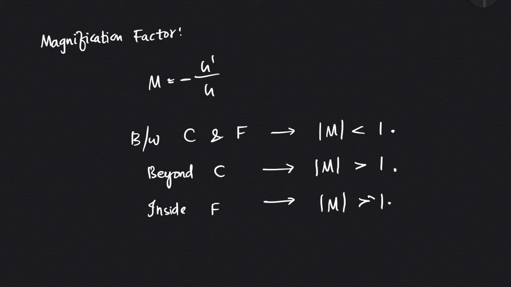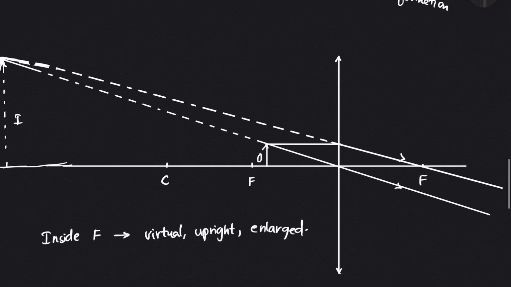So m is much greater than 1 when you take it inside the focal point, because the object becomes so enlarged. So this is the reason for magnification here. This is how you can end up using a converging lens as a magnifying glass, and how the image forms when you keep the object inside the focal point.